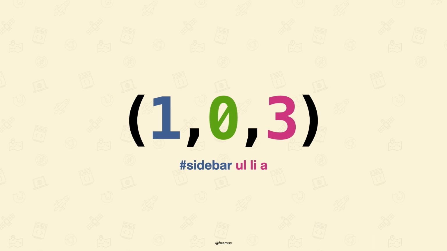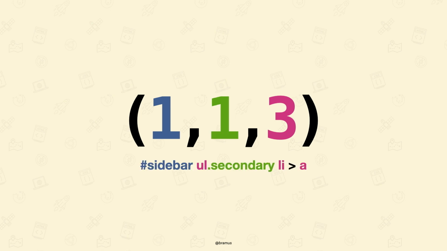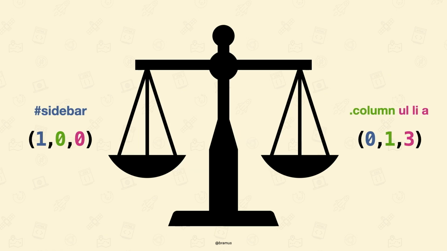Oh, we see 3 elements, 1 ID, 1, 0, 3. We see some more clever combinations, and we use that. Now, say you have two selectors, and you have calculated the specificity. Well, the spec says this: the selector with the higher specificity, that's the one that wins.